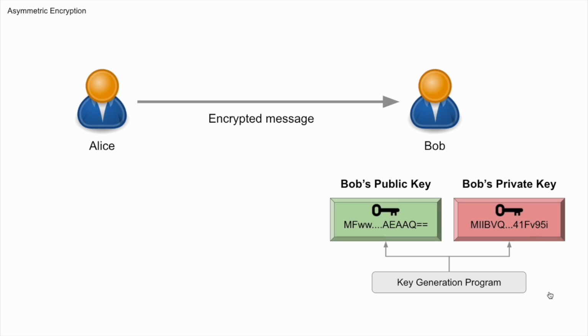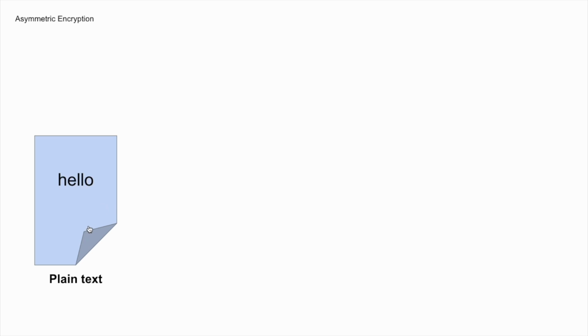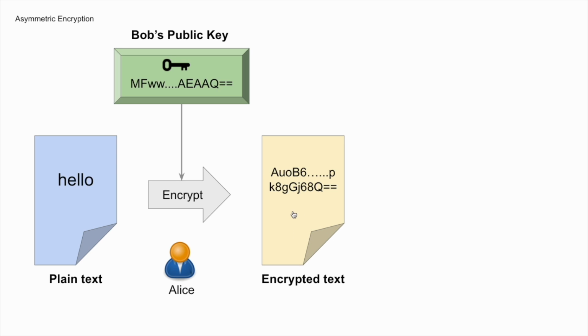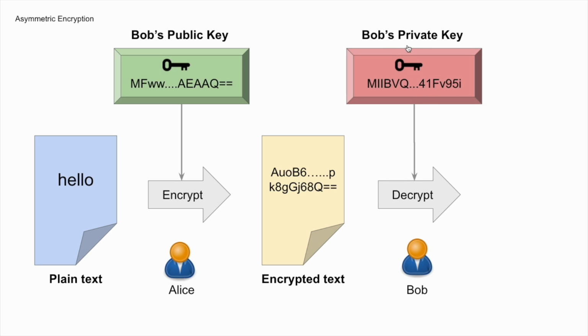Now let's look at how Alice and Bob could use Bob's pair of keys to send and receive messages. The message is hello as a plain text. If Alice wants to send this message, she has to encrypt it using Bob's public key. This key is public and can be known by everyone. After encrypting it, the plain text is now an encrypted text. Only Bob can decrypt this message using his private key, which results in the original plain text, hello. So that explains how communication is done using asymmetric encryption.